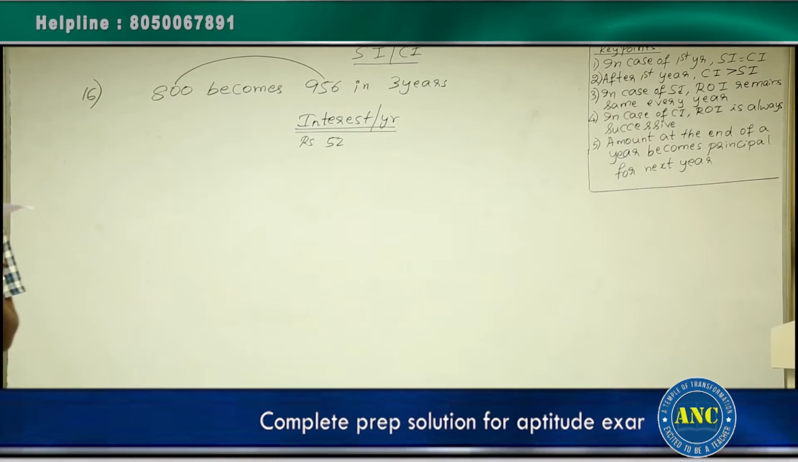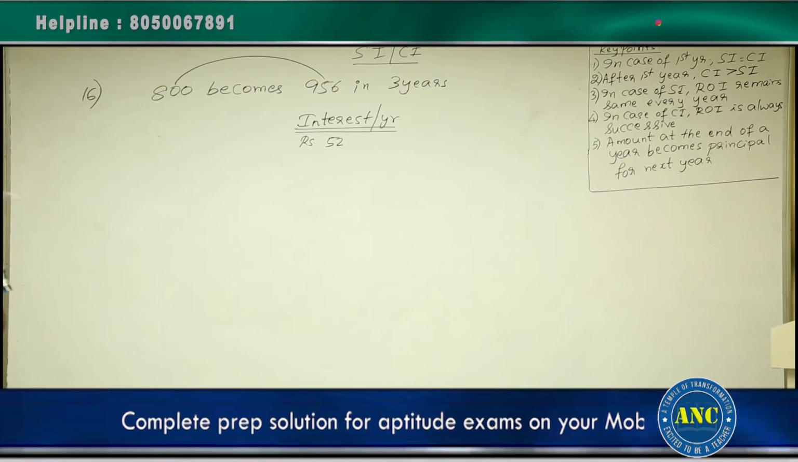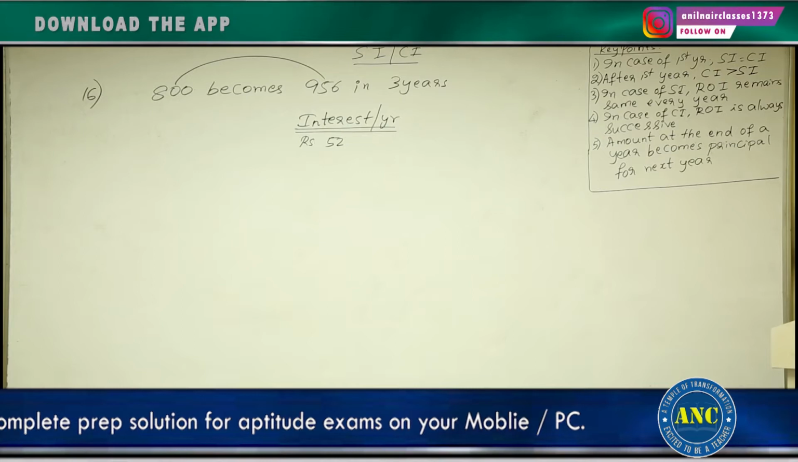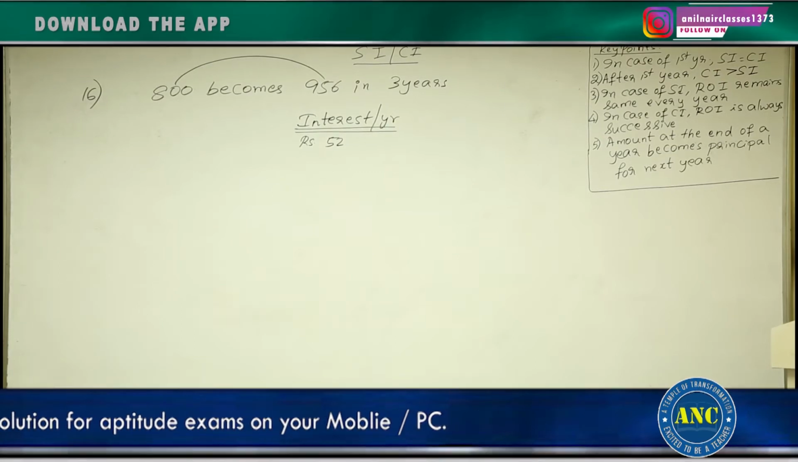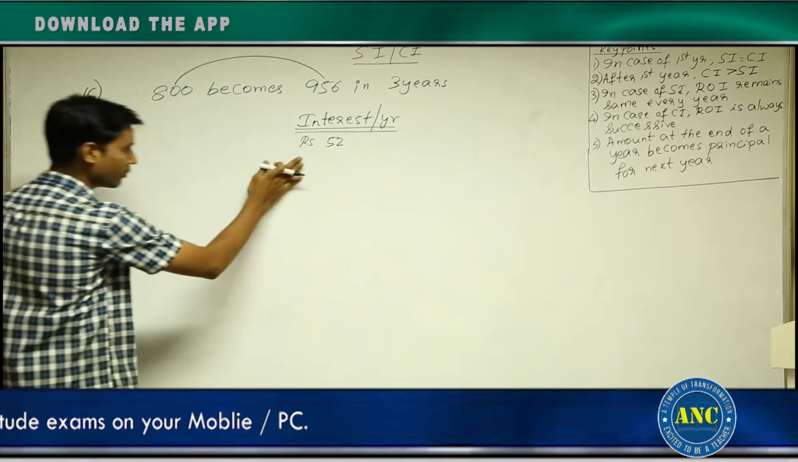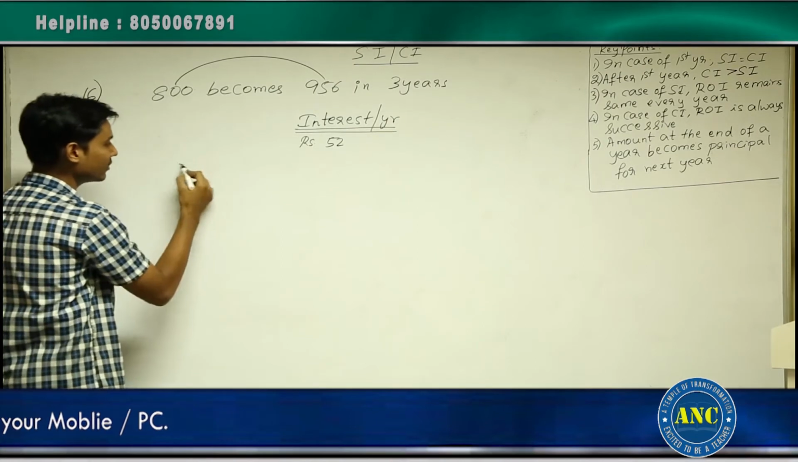What is given in the question? If the rate of interest is increased by 4%, what amount will rupees 800 become in 3 years? First of all, what is the rate of interest? Initially it was 800 rupees.